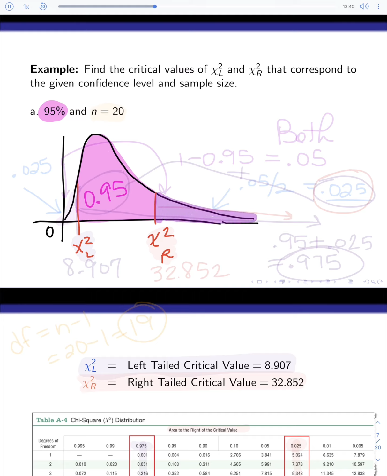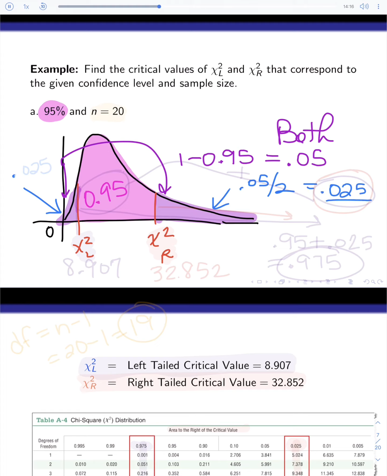So what does that mean about my two ends here? Well, it means that both ends together are going to be the rest, everything else, which will be the 1 minus the 0.95. Together, that gives that both ends together are 0.05. But that's both of them. What does that mean about each one individually then? Well, it means that each one individually is going to have to be half that. So 0.05 divided by 2. This means that each end will be 0.025 individually.